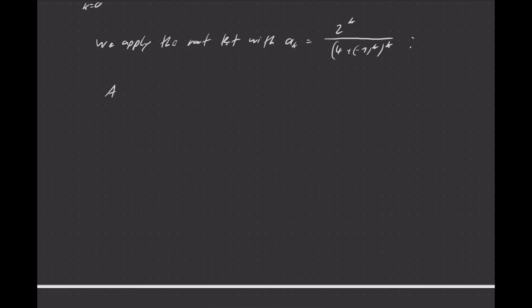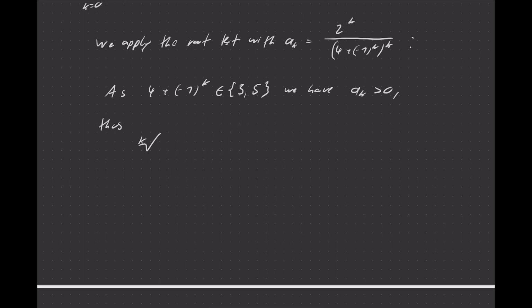First, we'll have to discuss the sign of a_k. So can a_k become negative? The only negative component is this (-1) to the power of k. So that alternates between plus and minus 1. So the denominator is 4 plus (-1) to the power of k. This alternates between 4 minus 1, which is 3, and 4 plus 1, which is 5. So this is either 3 or 5 for all k. And that means we always have that a_k is positive. And thus we can apply the root test right away.